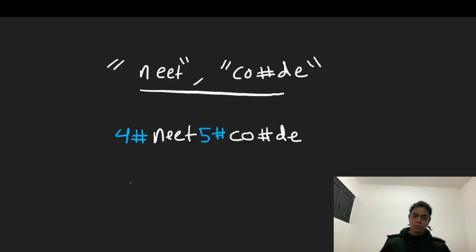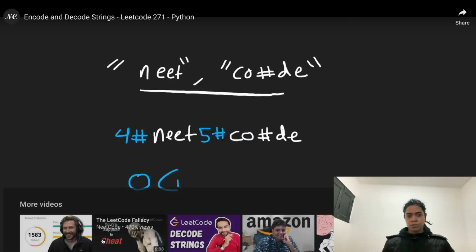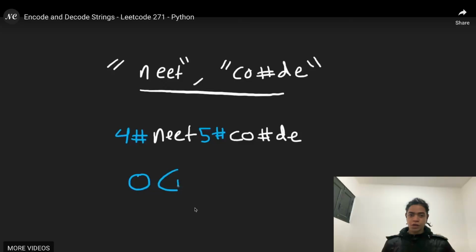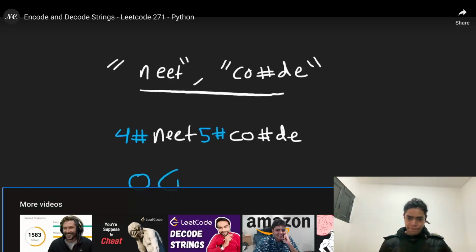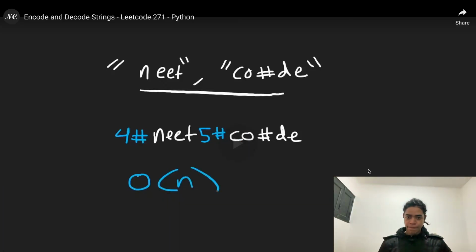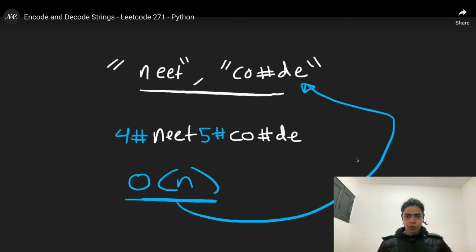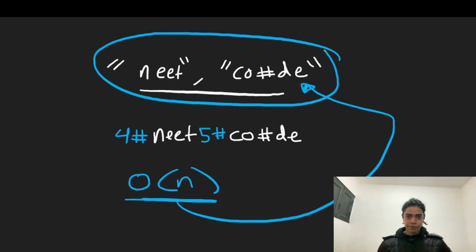By the way, the overall time complexity of encode and decode will be O(n), because to encode you have to iterate through the whole list of elements, and for decode you have to iterate through all of these characters in the stream. Decode is O(n), where n is the total number of characters given to us in the list of words. So with that being said, we are ready to get into the code.